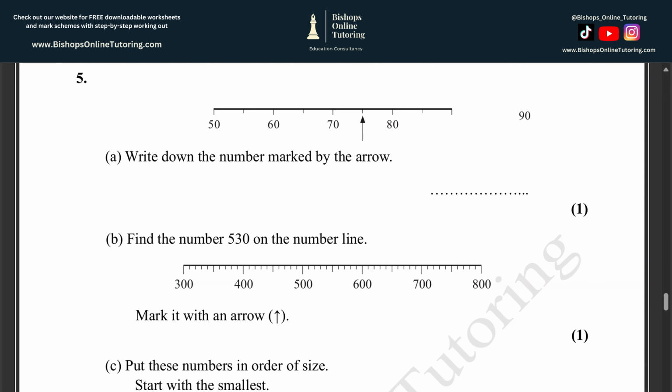Write down the number marked by the arrow. So you've got 70 on one side, 80 on one side. We can see that the arrow is pointing quite perfectly in between 70 and 80. So it must be 75, the midpoint between 70 and 80.